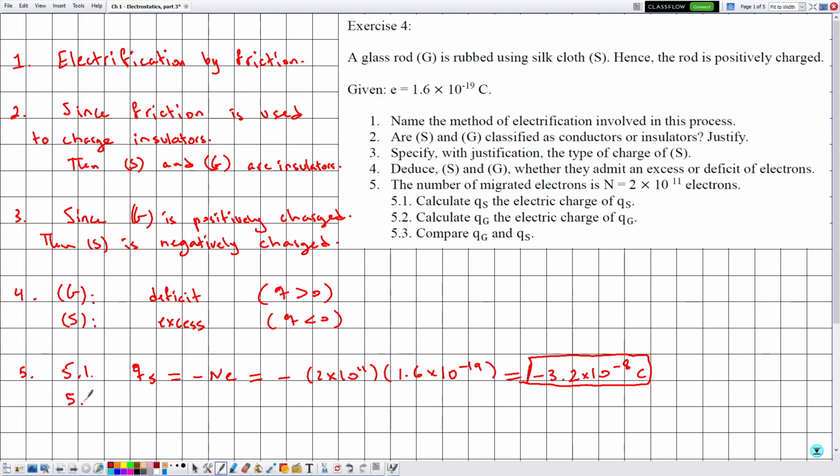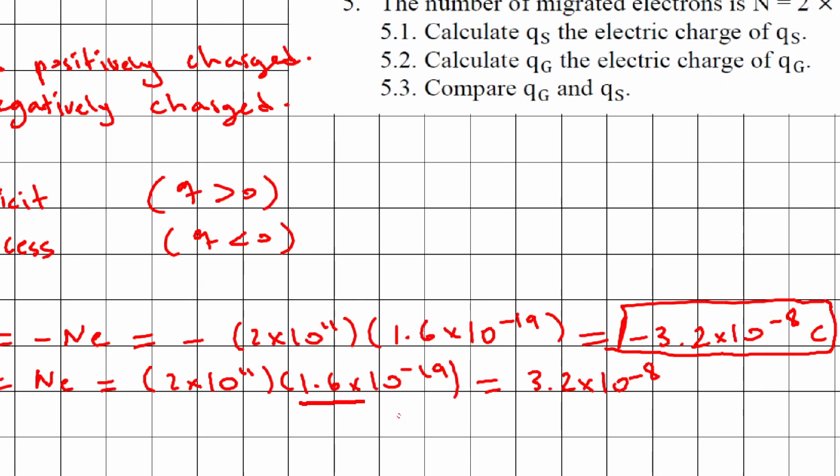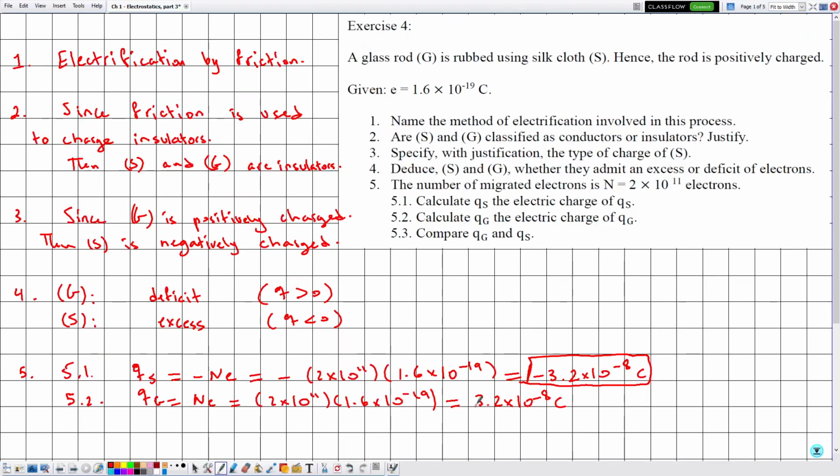Now in 5.2, we are also asked to calculate the charge of G. Because G has a deficit, it is going to be NE, which is 2 times 10 to the power 11 multiplied by 1.6 times 10 to the power minus 19. Plugging this into the calculator, it is given by 3.2 times 10 to the power minus 8. All quantities in physics must have a unit, so this is expressed in coulombs, which is the SI unit.